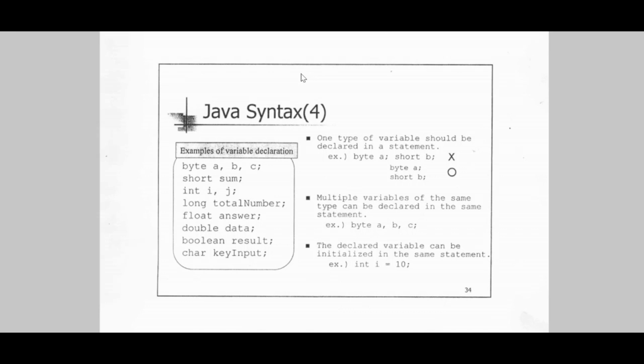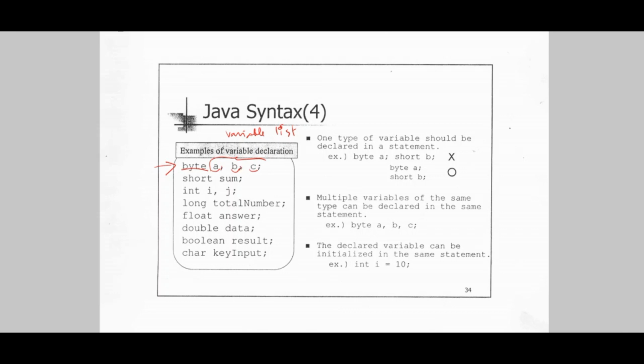We have here examples of variable declarations. First, if the data type is byte, we write it this way, and say we have three variables, A, B, C, which are of type byte, then we could put them in one declaration line. And this part here, we call the variable list. Since it is a list of variables, these three variables are separated by a comma.